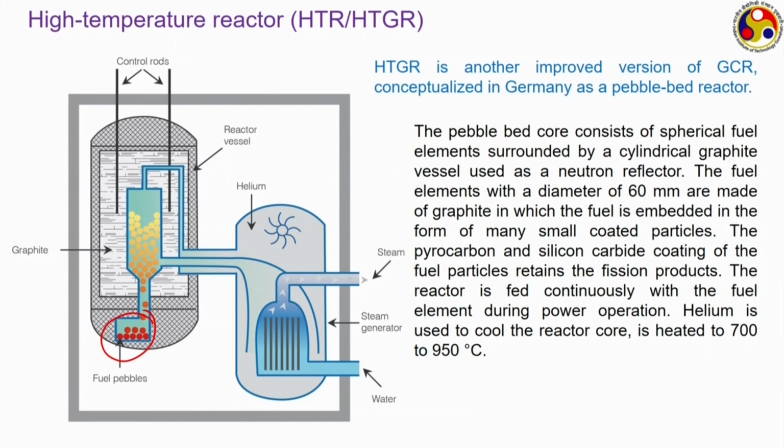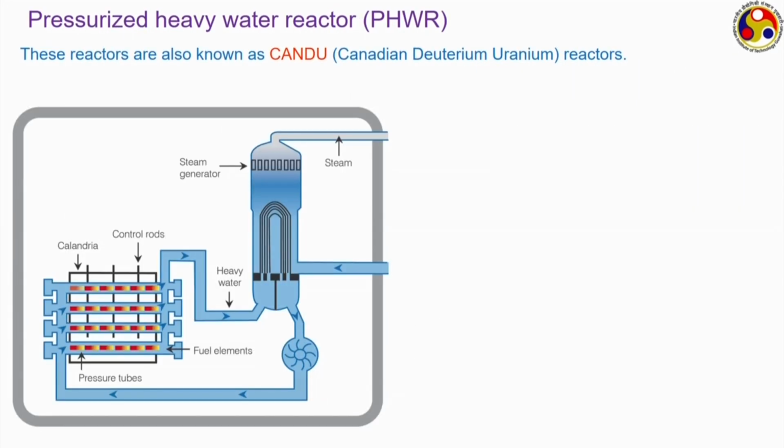For cooling the reactor, helium is used as the coolant, and this helium can be heated up to 700 to 950 degrees Celsius. So, here the temperature level is even higher compared to the advanced gas cooled reactors, that is AGR.